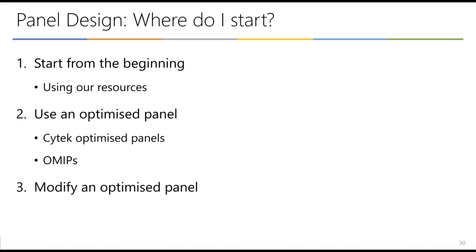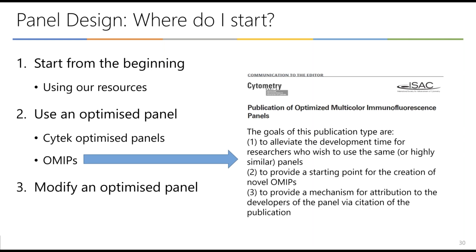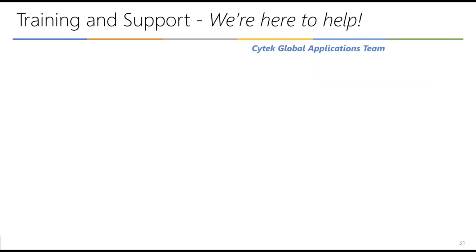Alternatively, you can use an optimized panel, and there are lots of pre-optimized panels that have been published. We have several at Cytek, and there are lots already published in the form of OMIPs. And you may find that the antigens that you're interested in are already in use in another panel. So check out the list of OMIPs to see if there's already one that can get you up and running as quickly as possible. And if you find one that is close to what you need, but not quite the same, then you can go ahead and use it as a starting point and make adjustments and then optimize that to your needs.